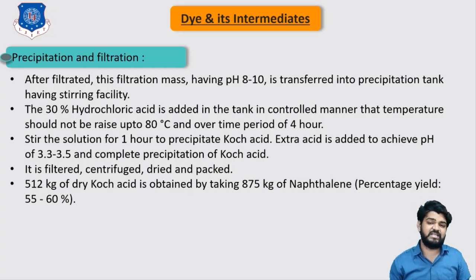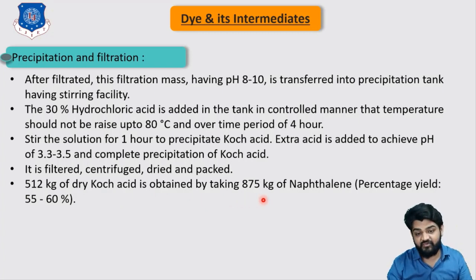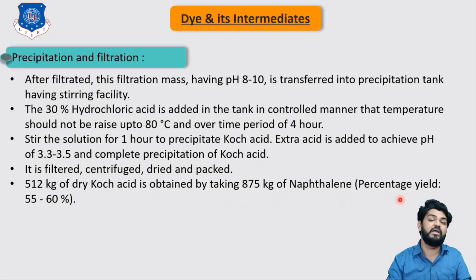After that, this slurry is sent to the drying unit, where we remove all the moisture and recover Koch acid. It is observed that 512 kg of dry Koch acid can be obtained from 875 kg of naphthalene, and the percentage yield is around 55 to 60%. So this concludes the production method of the Koch acid.